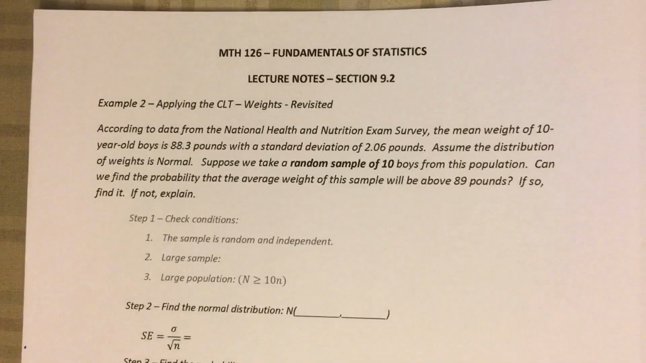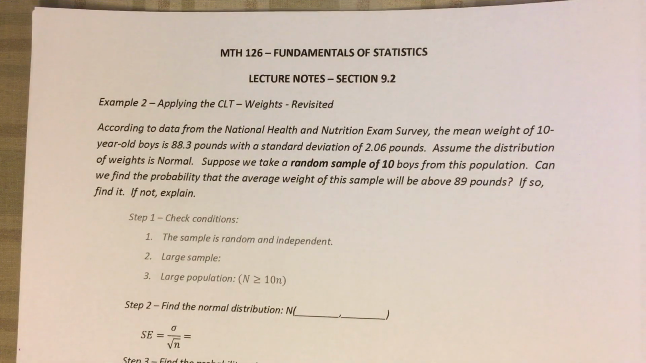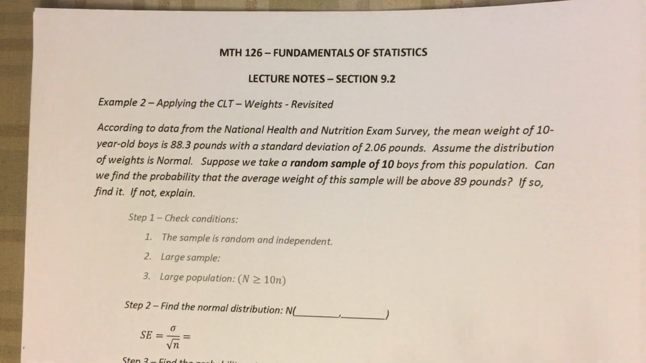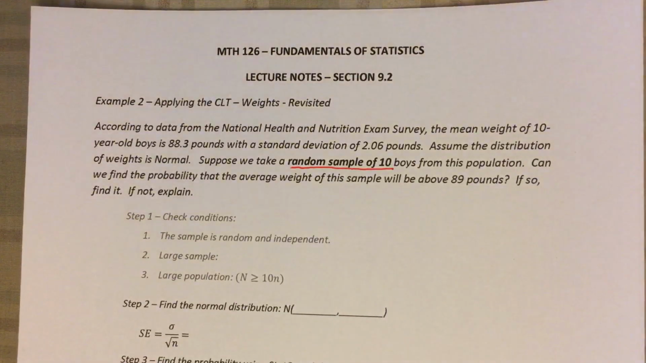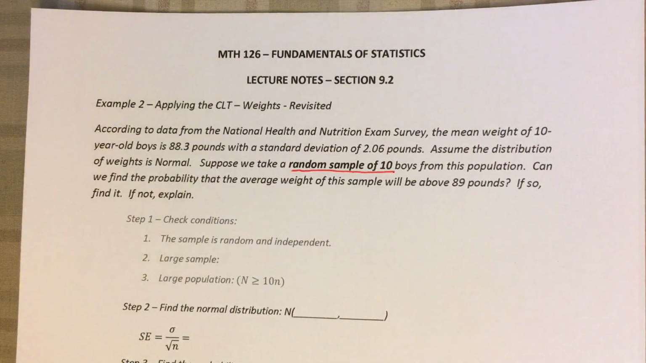All right, on this last page, we're just going to revisit examples 2 and 3. We're going to slightly change the question that's being asked. So looking at example 2, our population was all 10-year-olds. We had a sample size of 30. The big thing that's changed here is in this particular problem, we're looking at a random sample of size 10. So I'm not going to go through and list everything that we did previously because our mean is still going to be the 88.3. Our standard deviation is still 2.06.